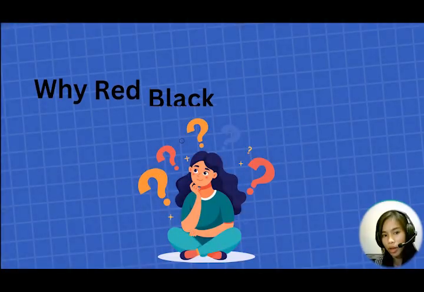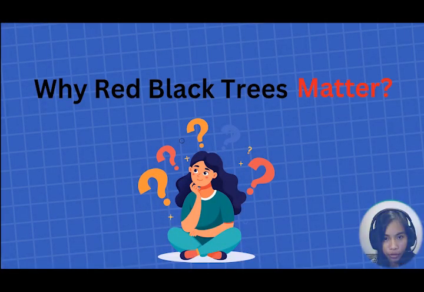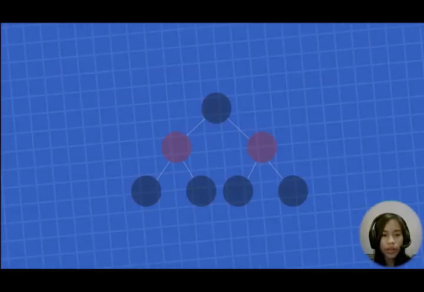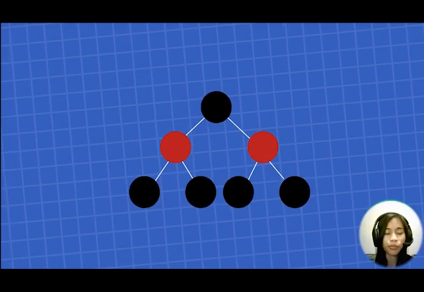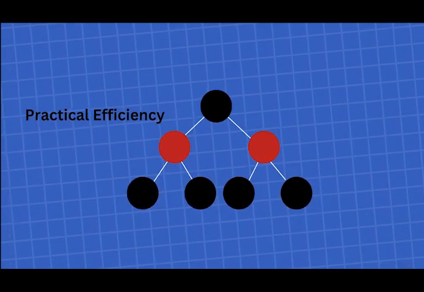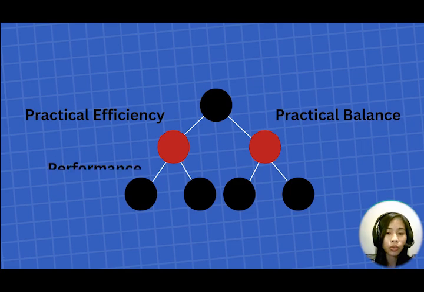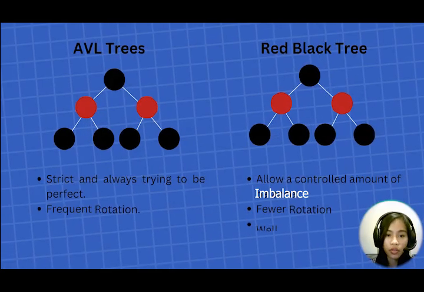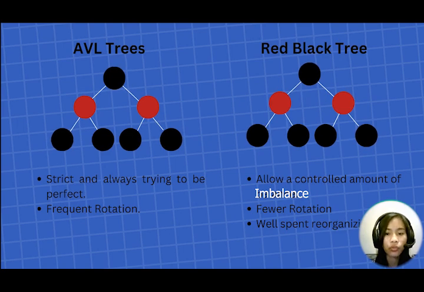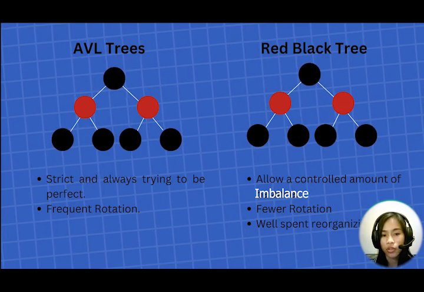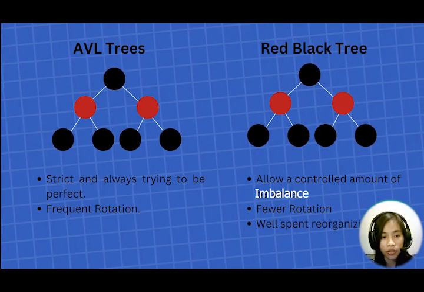So why do red-black trees matter? So basically, red-black trees are all about practical efficiency. It offers a practical balance between performance and structure. Unlike AVL trees, which enforce strict balancing through frequent rotations, red-black trees allow a controlled amount of imbalance. This results in fewer rotations on insertions and deletions, which reduces overhead, especially in systems with frequent data updates.